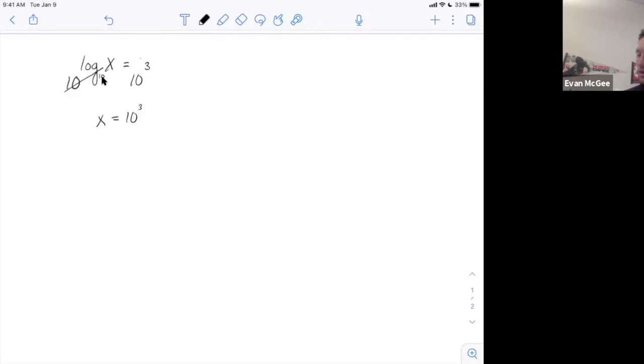The second thing that you'll come across in this lesson is the natural logarithm. So the natural logarithm, we have log with a base e.